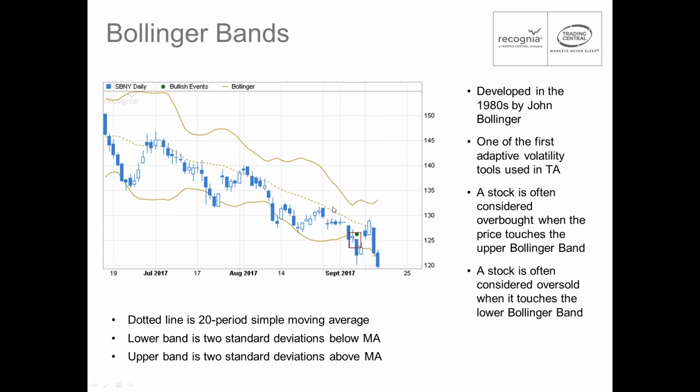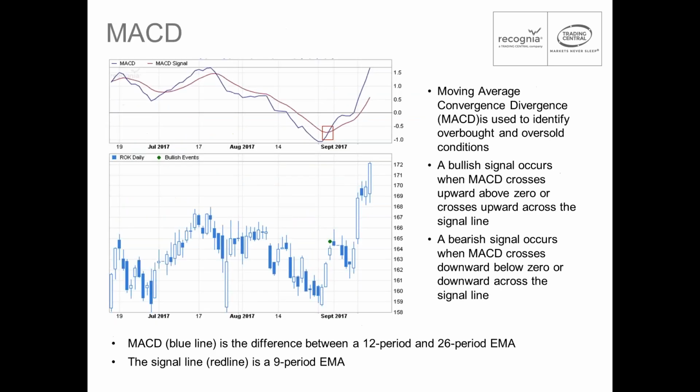So this is often considered a sign of when a stock is considered overbought or oversold. We're overbought when the price touches the upper Bollinger Band, and we're oversold when we hit the lower Bollinger Band. And here's a technical indicator that's known best by its acronym, MACD. It stands for Moving Average Convergence Divergence, and it's used to identify overbought and oversold conditions.